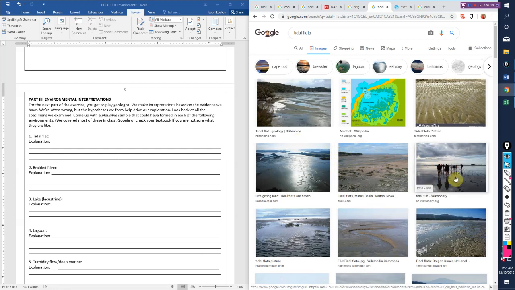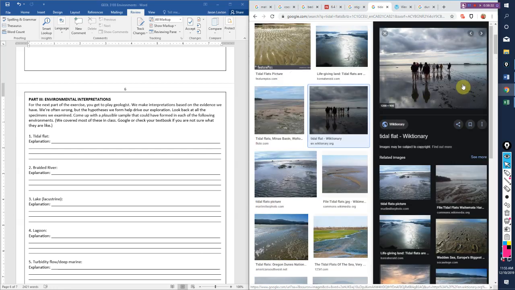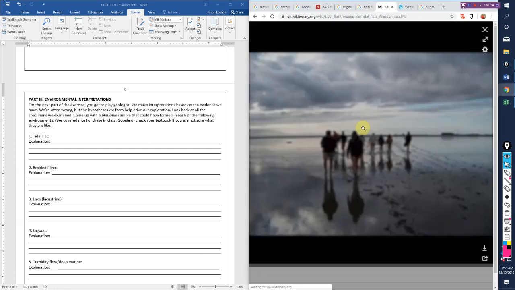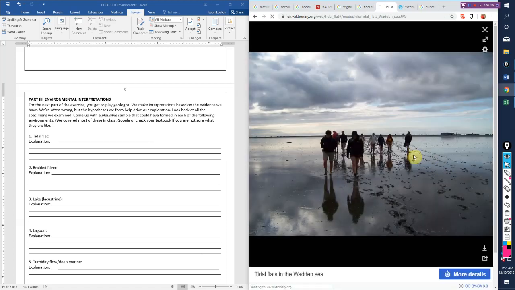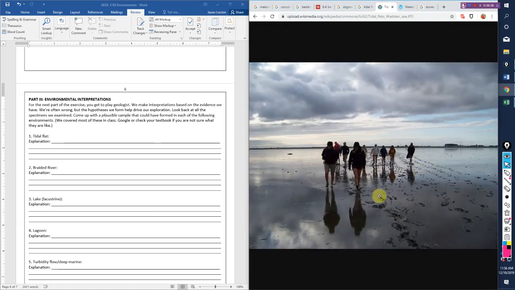When it's exposed, here are some people walking around. Look at this one. You see all these little footprints? There are people walking around. These are trace fossils being left by human beings right now in the mud. So muddy material, right? Potentially trace fossils when it's exposed.